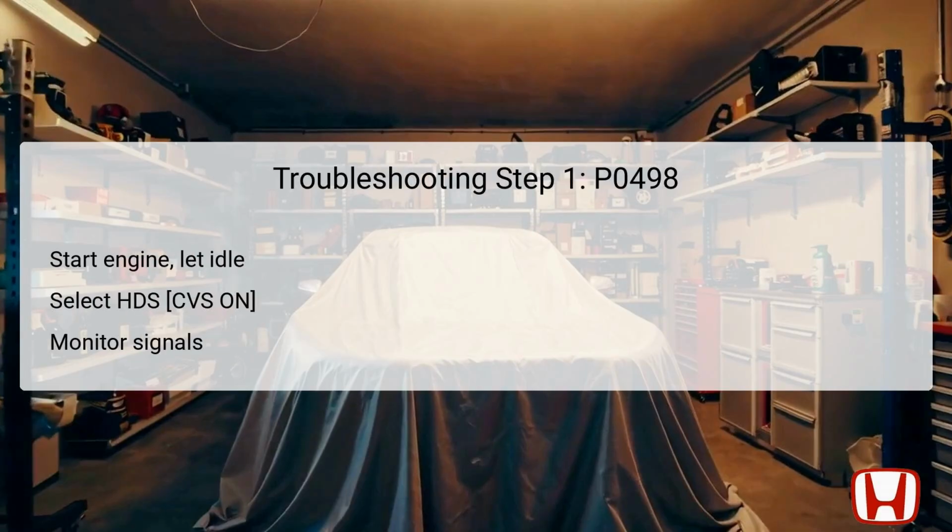In the first troubleshooting step for DTC P0498, begin by starting the engine and allowing it to idle for a minimum of 5 seconds. This step is crucial as it allows the vehicle's systems, including the EVAP system, to stabilize. Once the engine is idling smoothly, the next step involves utilizing the HDS, which stands for Honda Diagnostic System. You will select the option labeled CVS On to facilitate the control of the Canister Vent Shut Valve.